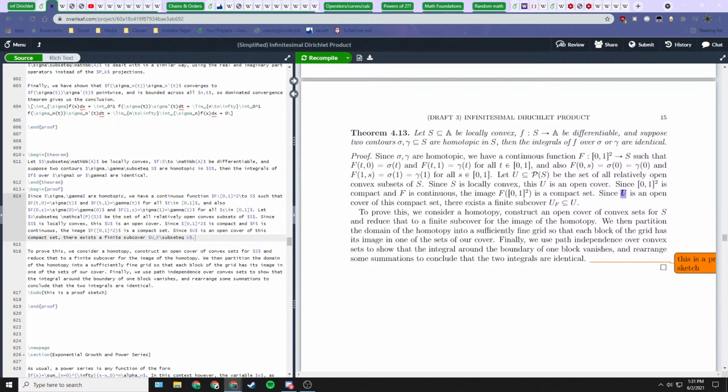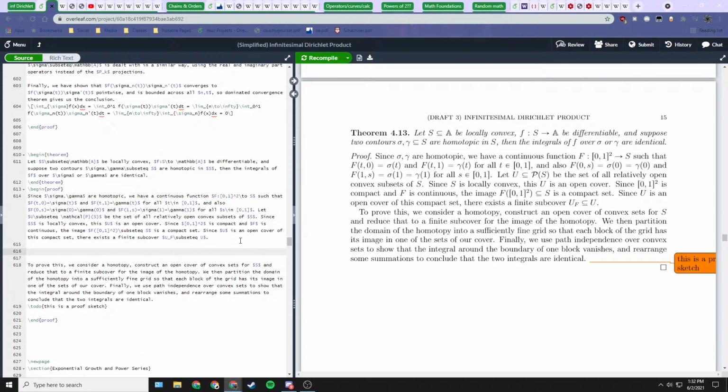Since U is an open cover of this compact set, this image is in fact a subset of S, because f is a homotopy in S. So we have this finite subcover, which means there are finitely many open convex sets in U sub F, and every point in the image of f is contained in one of these open sets. So that's our first step. Actually, I think maybe we don't need this condition. We'll leave that there for now.